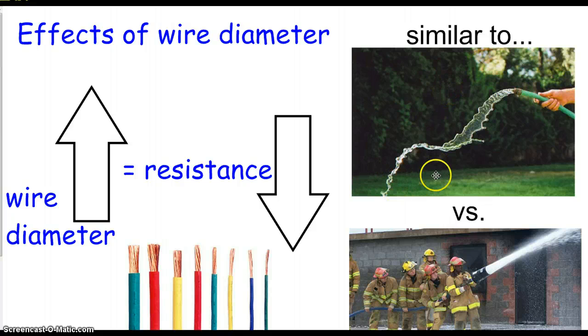Think about a garden hose versus a fire hose. The fire hose is thicker, there's more water allowed to flow through it, so you're going to have more water go through the fire hose. Less water through the garden hose because it's not as thick. It can't allow as much water going through it at once. The fire hose can allow a lot more water going through it at once. Same kind of thing. The wire diameter, the thicker the wire, the more electrons can move through it at once. The smaller the wire diameter, the fewer electrons can go through it at once.